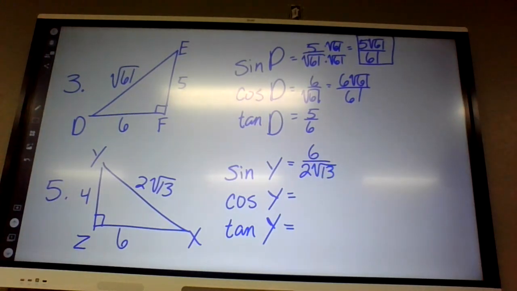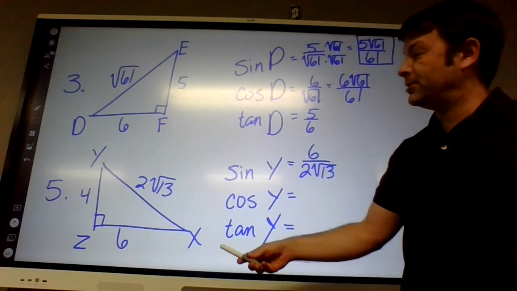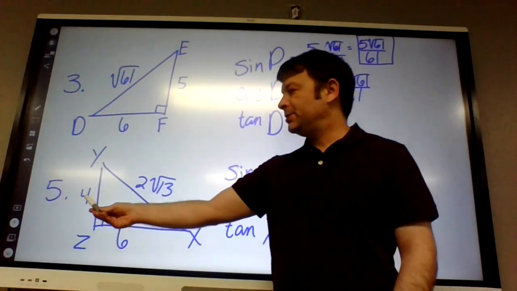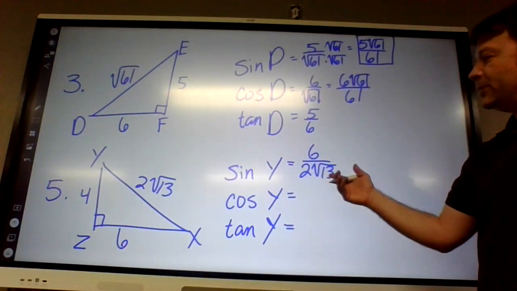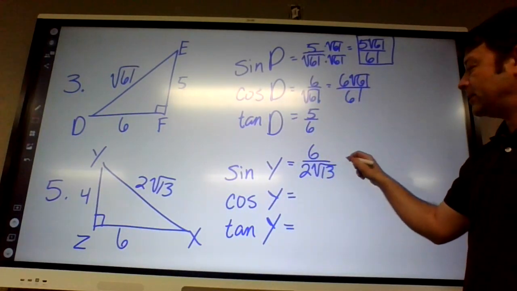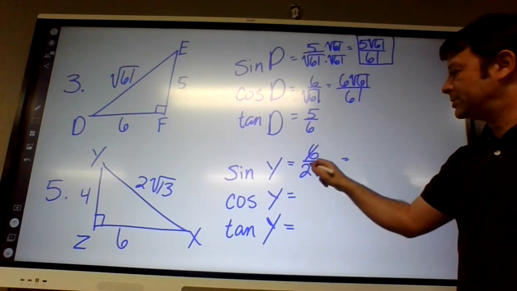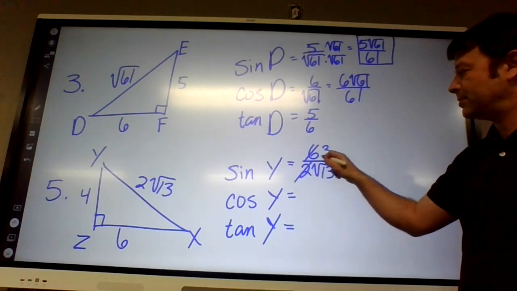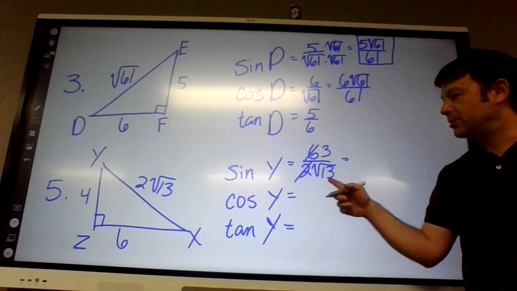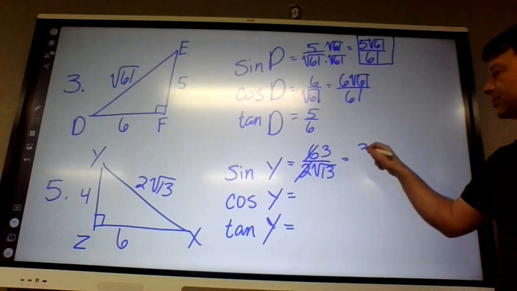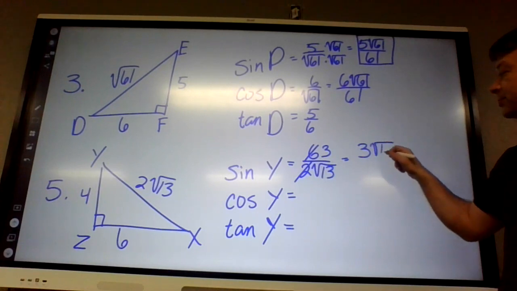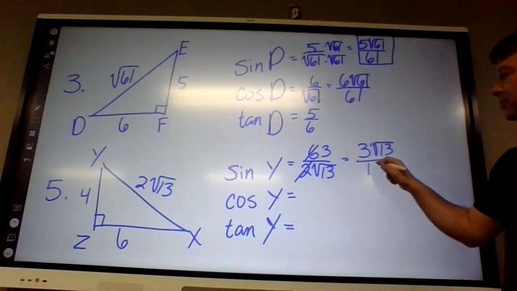Now, all of these are going to reduce. You guys know how I can tell? 2, 4, and 6. They're all divisible by 2. Again, if you've got a nice calculator, it could do it. 6 and 2 reduce to 3. But also, you're not supposed to leave the square root in the denominator. So this is going to turn into 3 square root of 13 over 13.